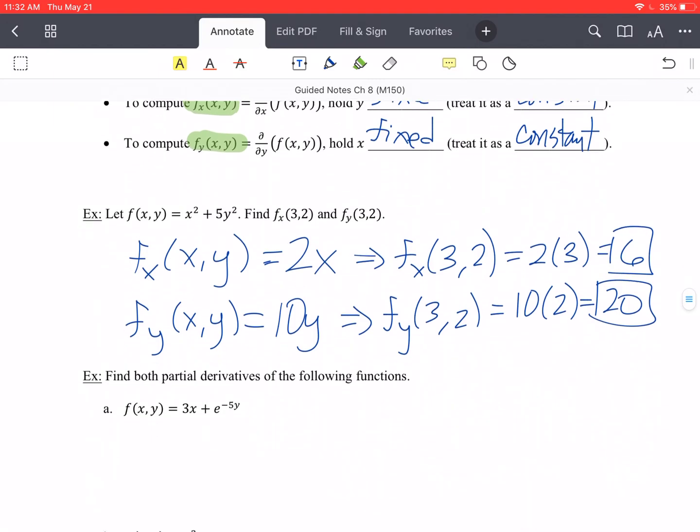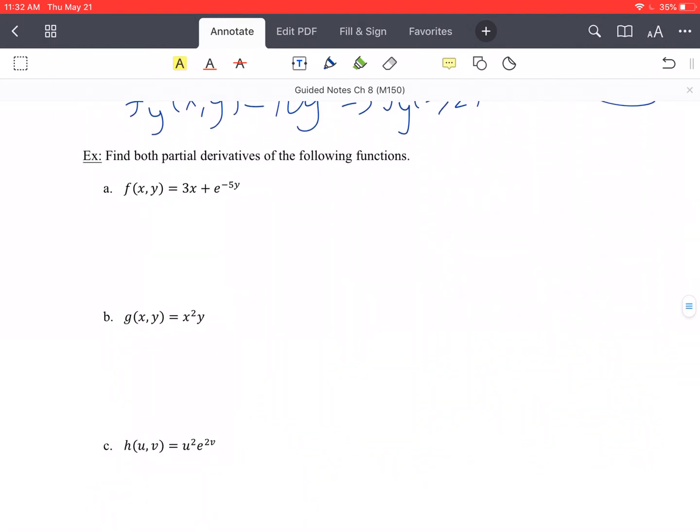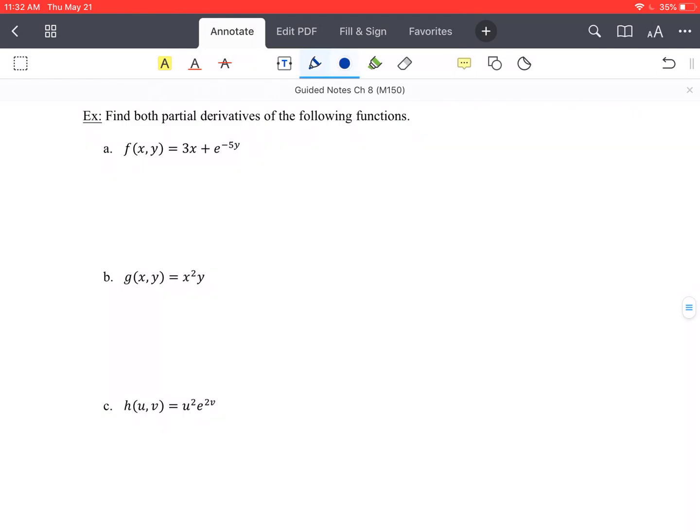So let's look at a few examples. Find both partial derivatives of the following functions. For the first one here, with respect to x, we have 3x, so just take the derivative normally, so that's 3. e to the negative 5y, there are no x's in this at all. Does everybody see that? There's no x's here at all, which means that this whole thing is constant. If there's no x in it, it's constant, and so its derivative is 0. So that's it. This is fx.